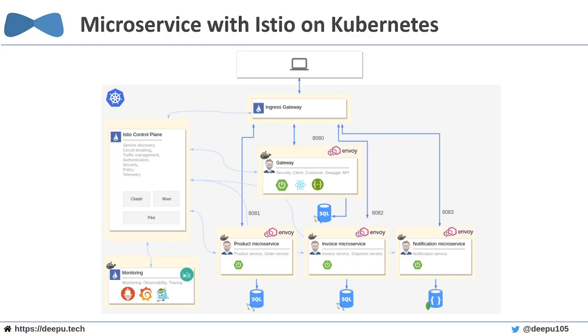Each of our containers will have an Envoy proxy as a sidecar. That is auto-injected. We hook up Grafana, Prometheus, Zipkin, and Kiali to the telemetry provided by Istio so that we have monitoring and observability for our cluster. Each microservice also has its own database. The gateway and the product and invoice services have a Postgres database, while the notification microservice has a MongoDB database. It's not an overly complex architecture, but it's also not that simple, right?